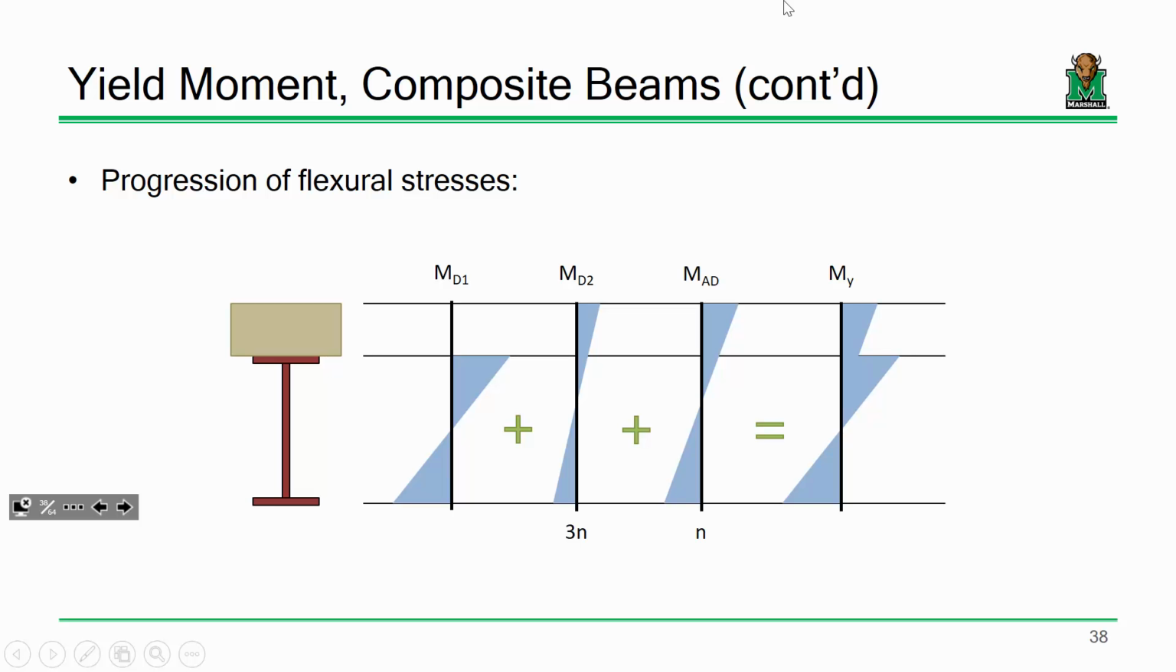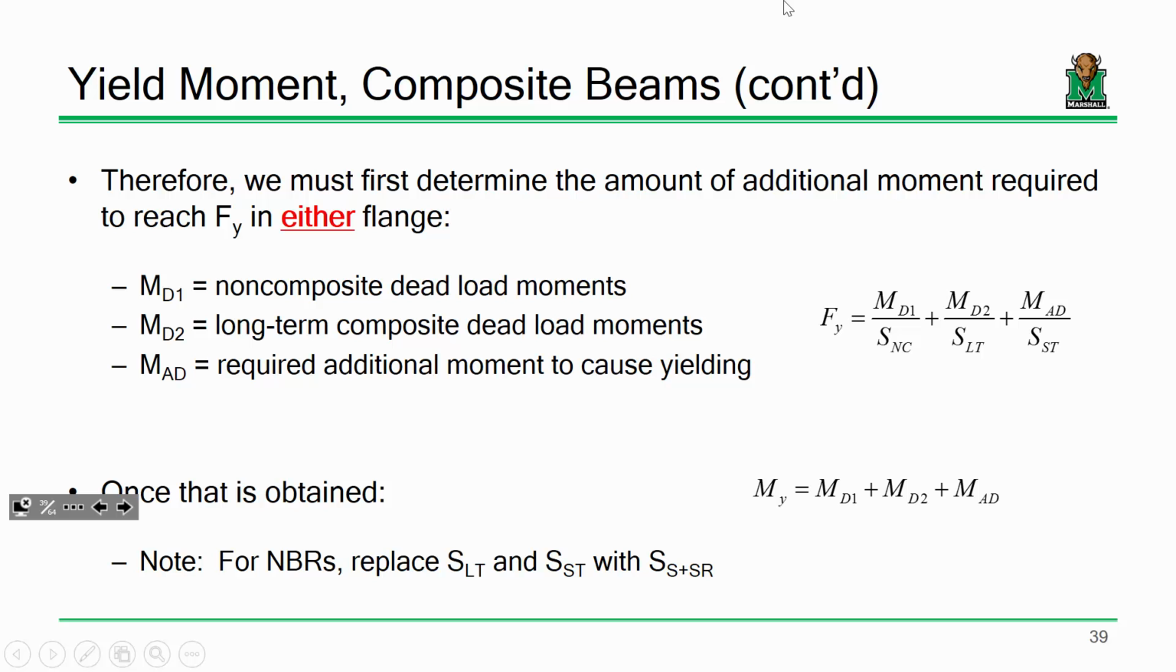Make sense? Now luckily, it's not terribly difficult. It is a nice plug and chug expression. So what do I mean by that? Well, I propose that we're adding up stresses, okay? The non-composite section is seeing some moments, so moment over section modulus gives you some stress. The long-term section is seeing some moments, so moment over section modulus gives you some stress.